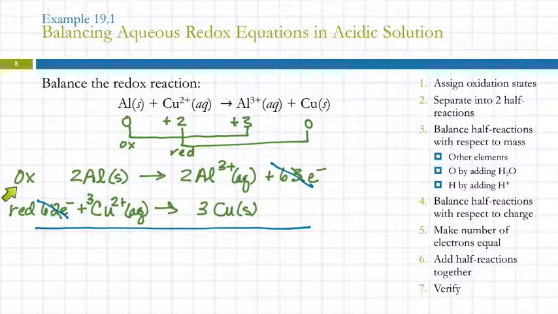And notice this is an oxidation. Oxidation is loss of electrons. There's the electrons that are lost. Reduction is gain. Here are the electrons that are being gained by the copper. So I canceled out the electrons. I'm going to copy down the other stuff.